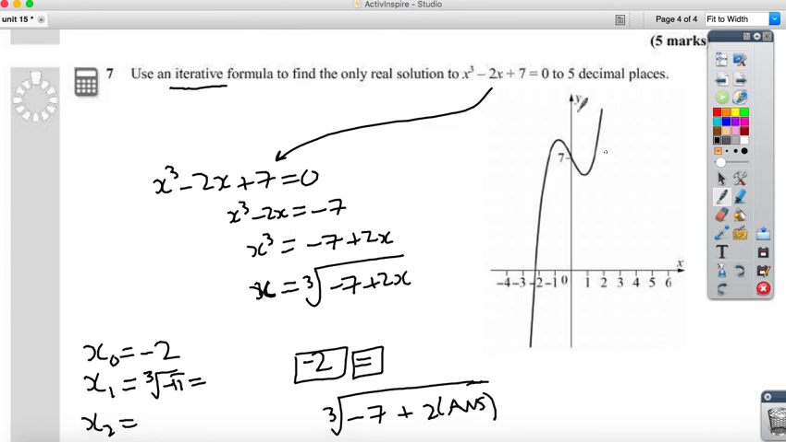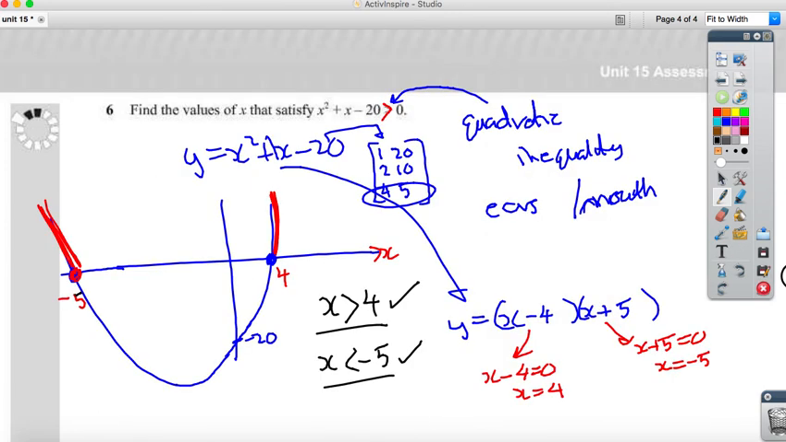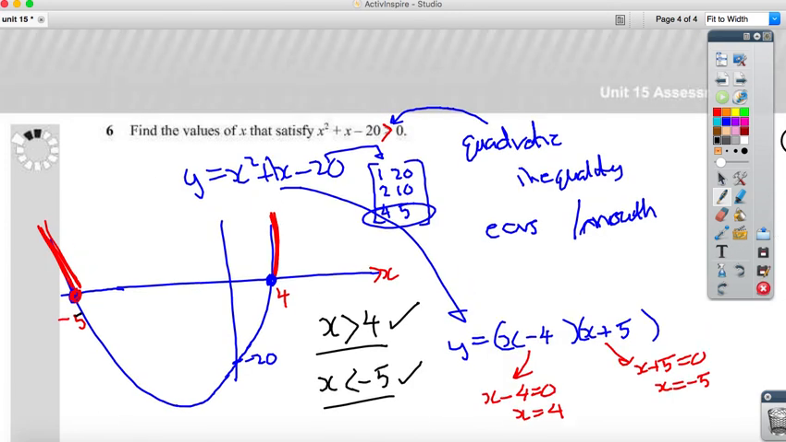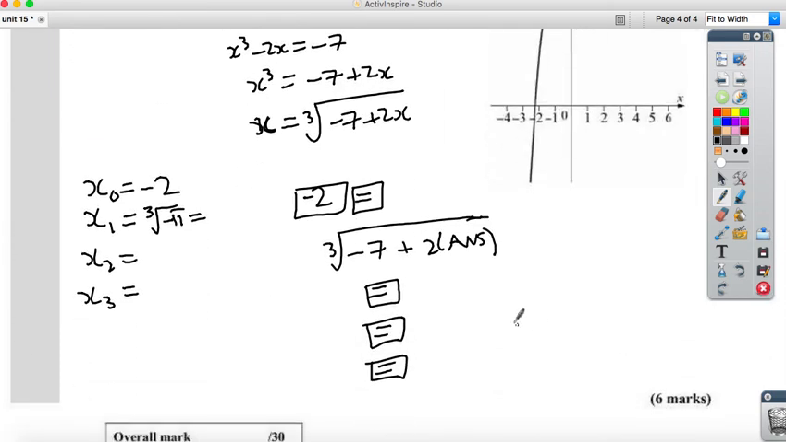Okay, it says 5 decimal places, so you're actually going to have to press the equals button an awful lot to get all 5 decimal places out. So press it a lot of times until the number on the screen is the same and stops changing, and then that's your final answer. So once the number stops changing, you can write down your x, and then write down your final answer here. Hopefully it's -2 point something.